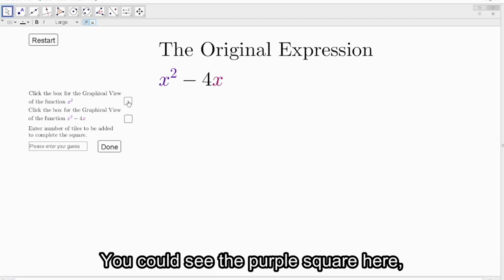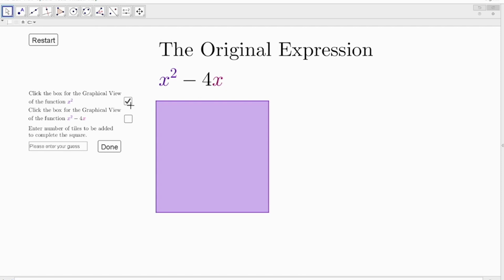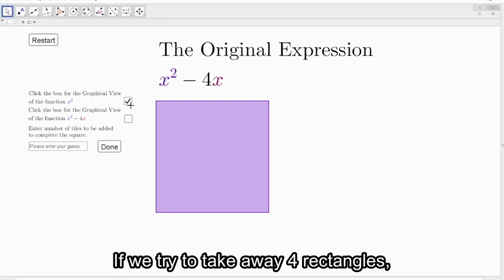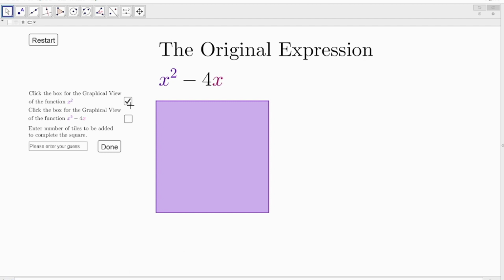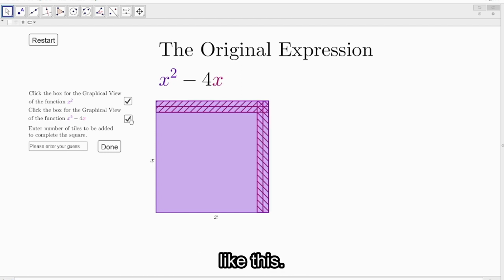You could see the purple square here, just like the square having dimension x times x. If we try to take away 4 rectangles, each with dimension x times 1, we could actually take 2 from the top and 2 from the right, like this.